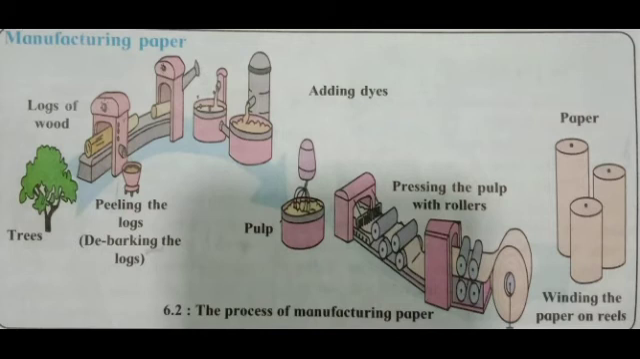In this image you can see the first thing, that is the tree, and from that tree we get logs of wood. After getting logs of wood, we peel the logs and cut them into small pieces, and afterward we make a wood pulp and add some dyes. After adding these dyes we press the pulp with rollers, then wind the paper on reels, and see this last part, our paper is manufactured.